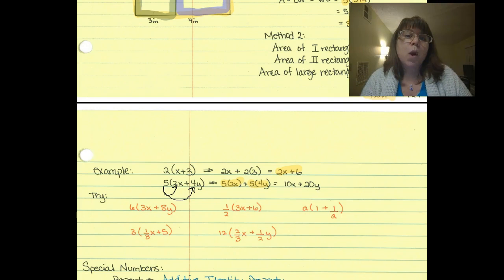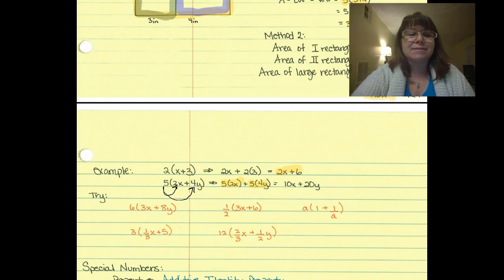Now, I've given you a few problems to try on your own. And yes, I know a couple of them have fractions, but fractions we know how to work with, so no harm, no foul there. And if you'd like the solutions, let me know, throw me an email, and I'll give you the solutions to these.